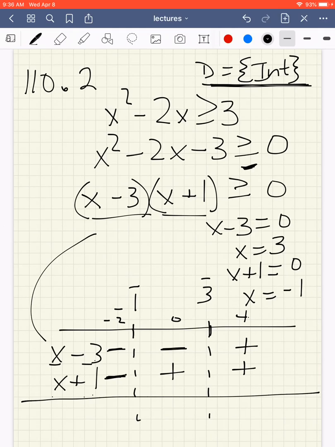Draw your line. Multiply because it says multiply the factors. So negative times negative, positive. Negative times positive, negative. Positive times positive, positive. So then on a different number line, I have negative 1 and I have positive 3, and this time it's integers. Okay, so it says greater than or equal to. So our critical points are included this time.